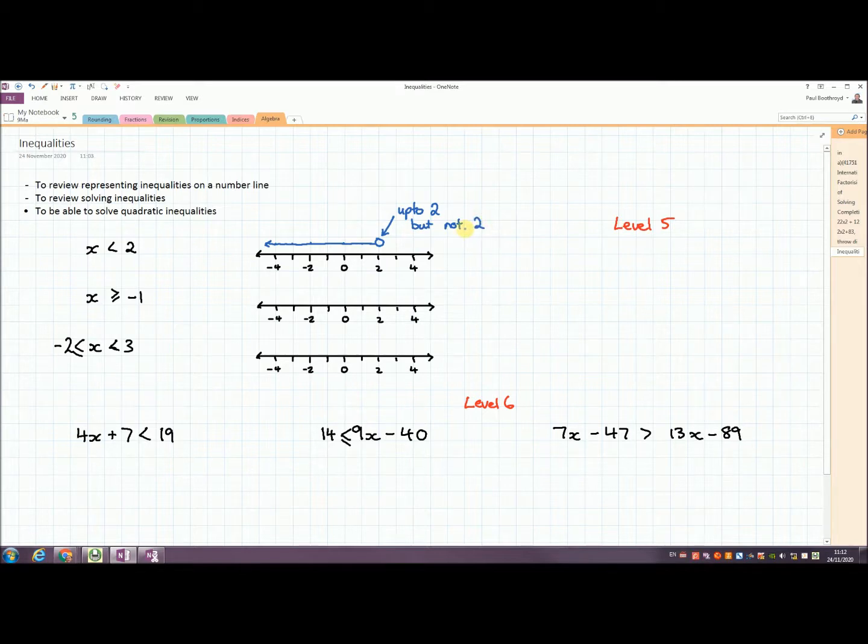Okay. If we go to the other one, x is greater than or equal to minus 1, so of course we want the 4, the 3, the 2, the 1, the 0. Because of the line underneath, we also want the minus 1. So again, we've got a line going all the way, showing keep going that way. And the value minus 1 is important, we want to include it. So we would now include the minus 1.